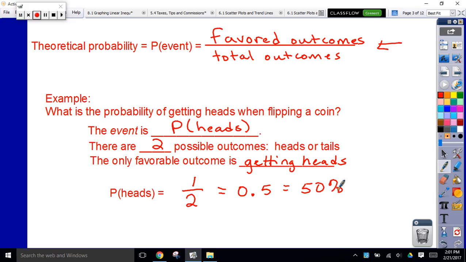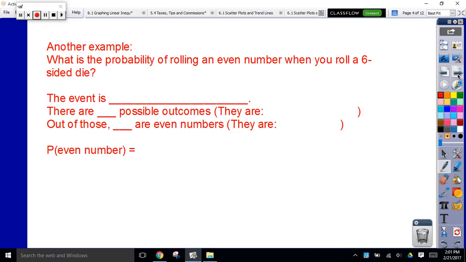Okay, here's another example. What is the probability of rolling an even number when you roll a 6-sided die? So the event is we are finding the probability of getting an even number. You can just put capital P and then put the word even in parentheses. How many possible outcomes are there? When we roll a die, how many different things can we get? 6. The answer is 6.